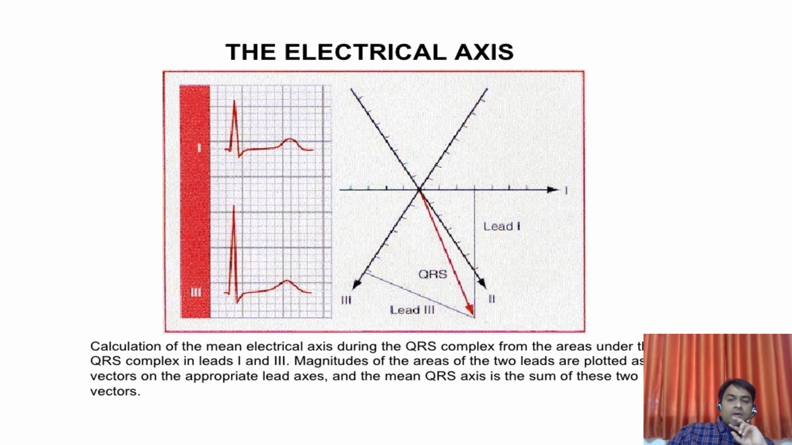Then what to do? Mark the perpendiculars from this point, from lead 1 and from lead 3. The two perpendiculars meet at a common point. Join this point to the center. The angle of this line is the electrical axis of this ECG.